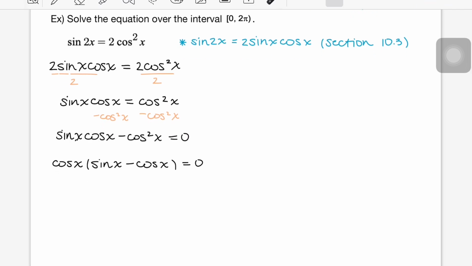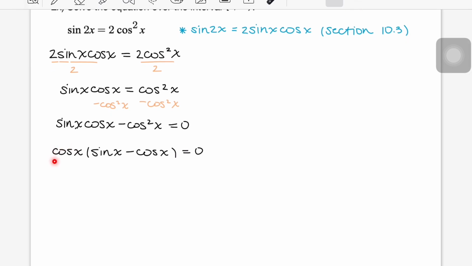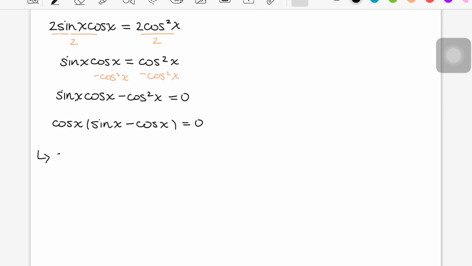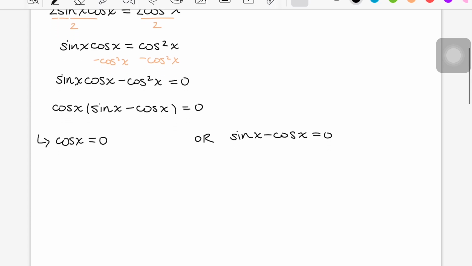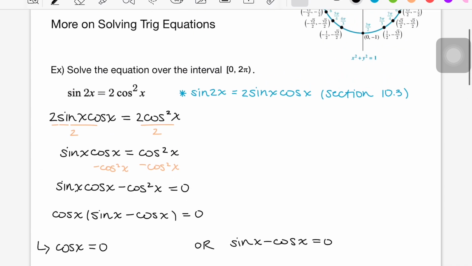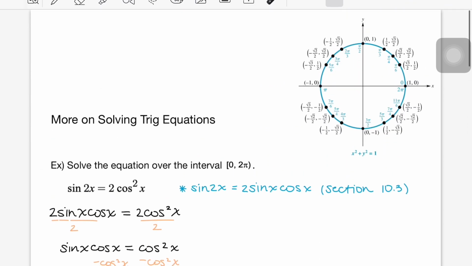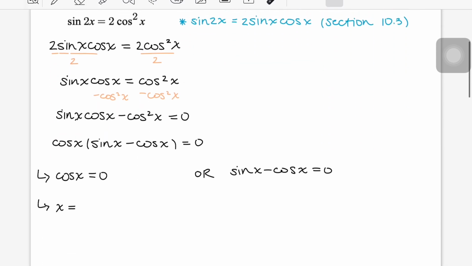Now this just becomes a simple case where either cosine x is going to be equal to 0, or sine x minus cosine x is going to be equal to 0, or both. So we have cosine x is equal to 0, or sine x minus cosine x is equal to 0. Now if cosine x is equal to 0, then this means x must be either pi over 2 or 3 pi over 2. So those are our two solutions here for x.